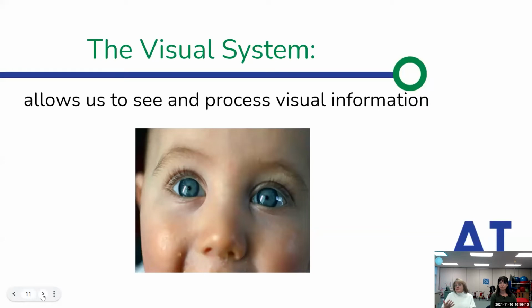So we're going to start with the visual system. We're not going to go into details regarding all the information and how the sensory systems work. We're giving you generals because we want to bring it back to technology. So the visual system allows us to see and process visual information.